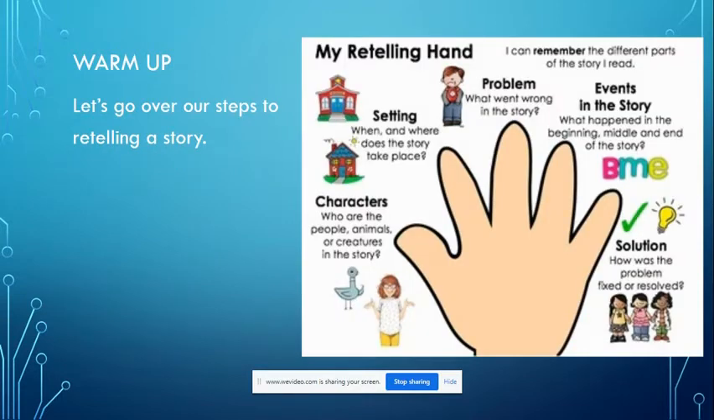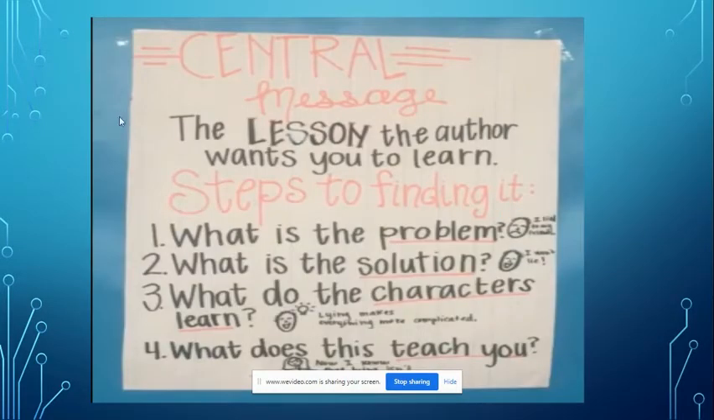For our warm-up, we have our five-finger retell. So remember that we're still retelling the story using the characters, setting, problem, events that happen in the story, and the solution. So today our main focus is going to be on the central message.